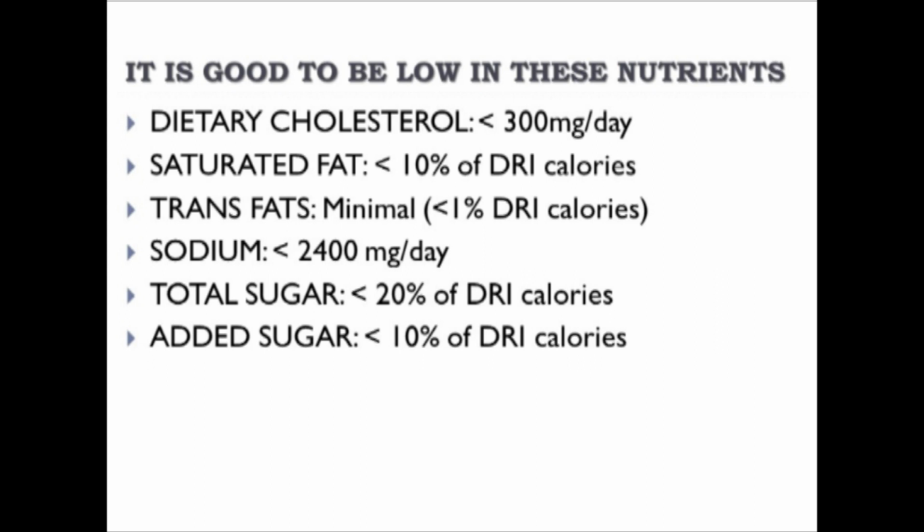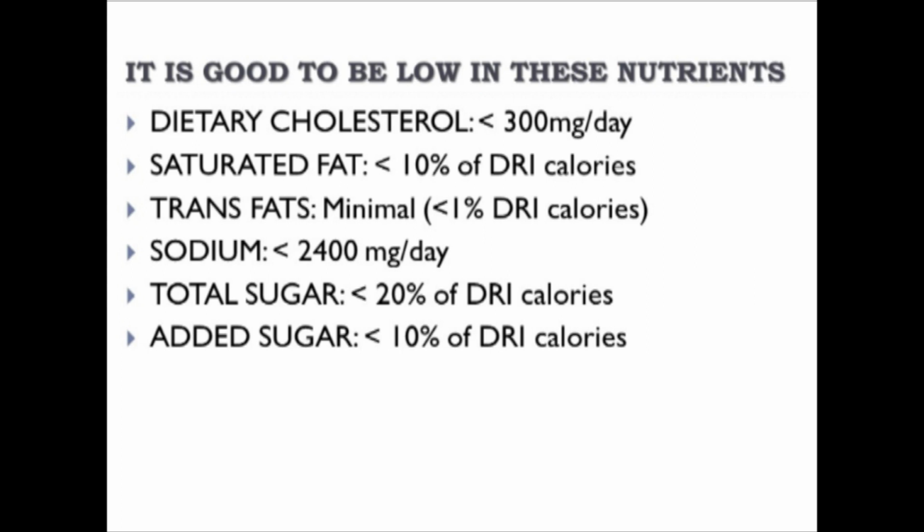Trans fatty acids, the byproduct of hydrogenation, the products that we see in margarines and shortenings, the goal here is less than 1% of the DRI calories. Sodium, less than 2,400 milligrams per day based on the FDA guidelines. And here again, the goal is not to reach 2,400 milligrams, but really to stay under it. Same thing for sugar. We're not trying to reach 20% of our calories in sugar. We're trying to stay as low as we can under the total sugar cutoff.